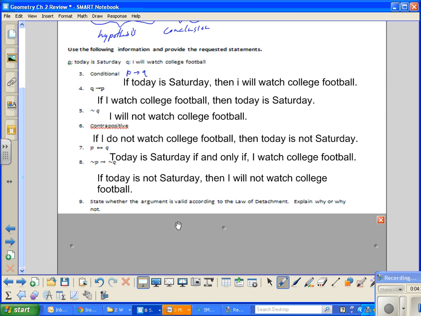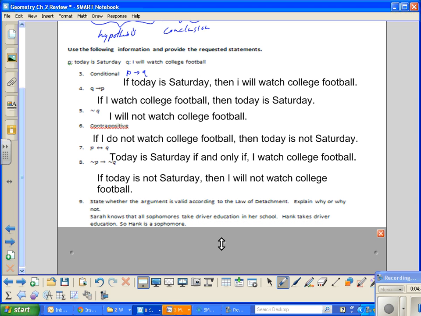Next up, number 9 wants us to state whether the argument's valid according to the law of detachment. And we want to explain why or why not. So it says Sarah knows that all sophomores take driver's education in her school. Hank takes driver's education, so Hank is a sophomore.